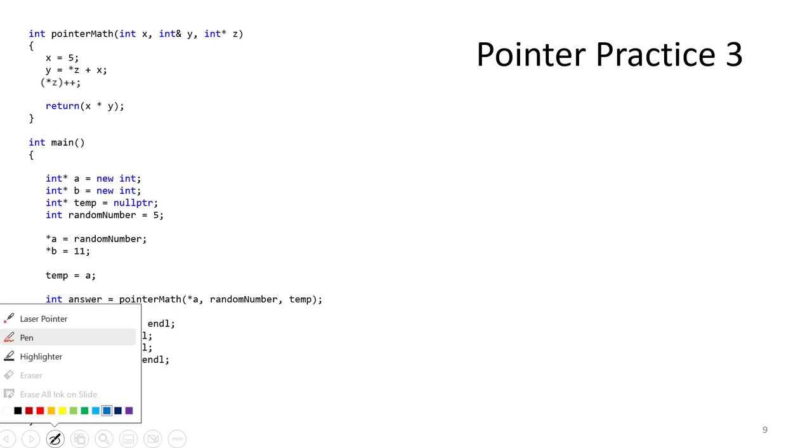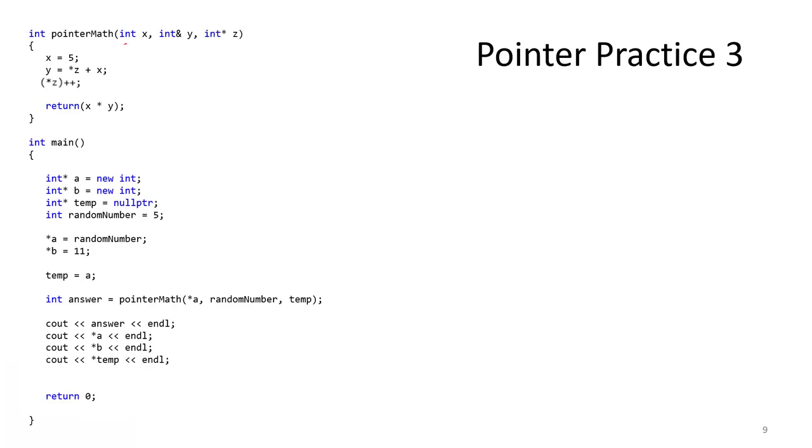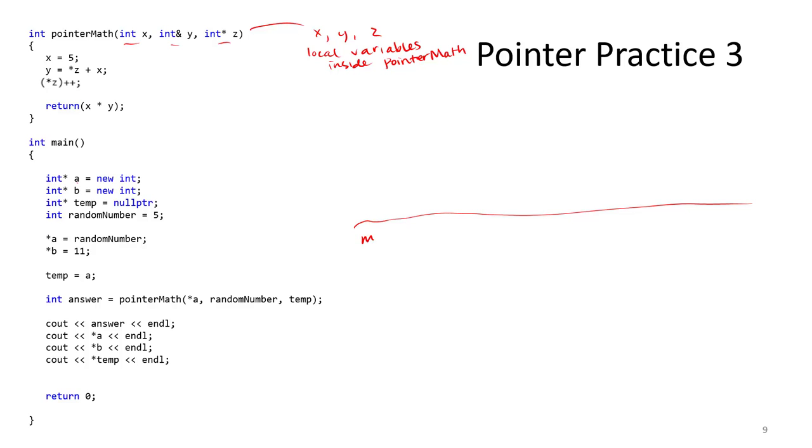Remember, when our pointer math function runs, these variables x, y, and z are going to be local variables inside pointer math. And then, of course, a, b, temp, and random number will all be local to main. So when I draw my variable boxes, I actually need to have a partition between my main function and my pointer math function.